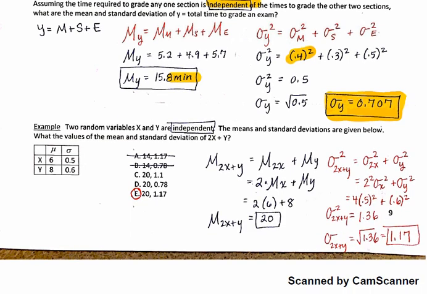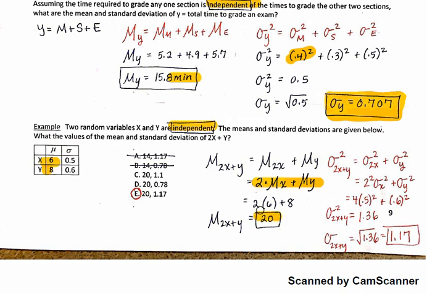All right, last example. 2 random variables x and y are independent. Boy, that's an important word. That means that both of these scenarios are okay. The means and standard deviations are given below. What are the values of the mean and standard deviation of 2x plus y? So for the mean, it behaves just like we would predict. The mean of 2x plus y is the mean of 2x plus the mean of y. And if I'm doubling the x, I'm also doubling the mean. So with a little bit of substitution here, 2 times the mean of x, 6, plus the mean of y, 8, gives me 20.